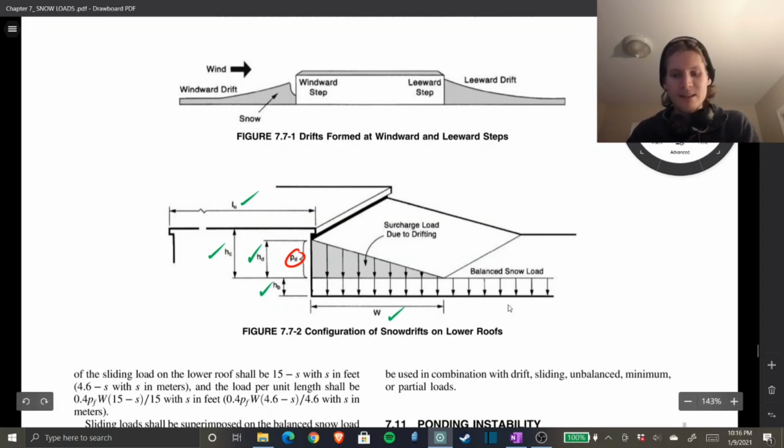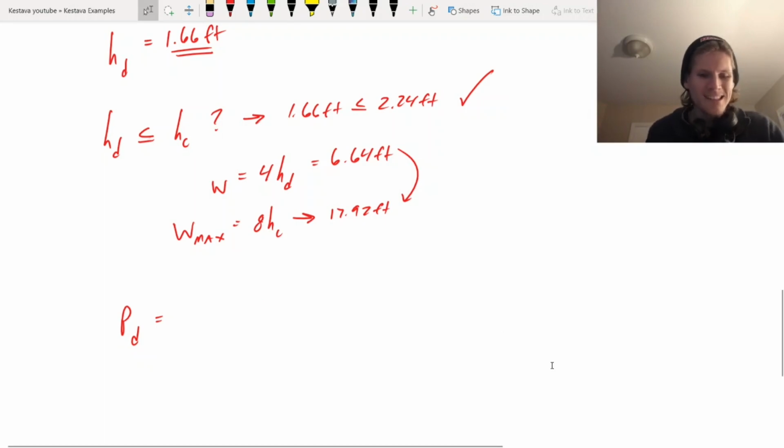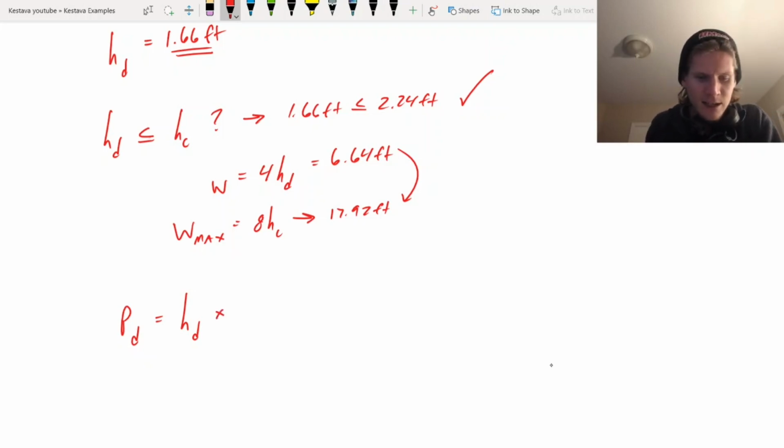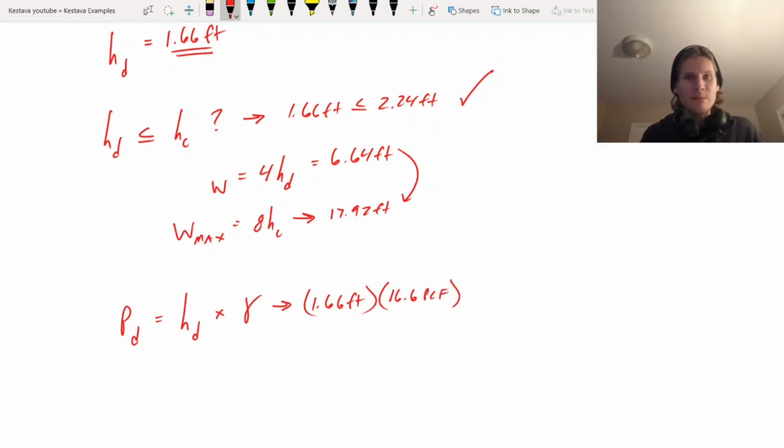So let's hop right back. Your drift, I'm going to call it our drift density. It's not really our density, it's just our weight, but P sub D, I forget what the nomenclature is. So P sub D is just H sub D, which we worked so hard to find, times the density of your snow. That is going to be 1.66 feet times a density of 16.6 PCF. Feet in PCF, that's just going to equal 27.6 PSF. So there you go. There's your unit weight.